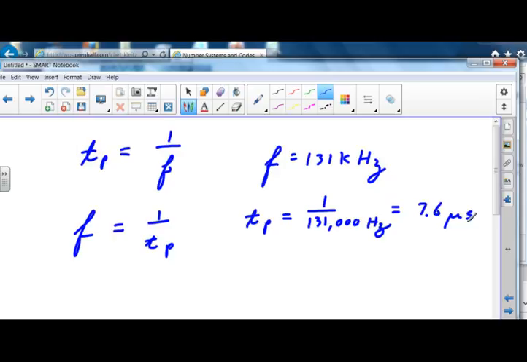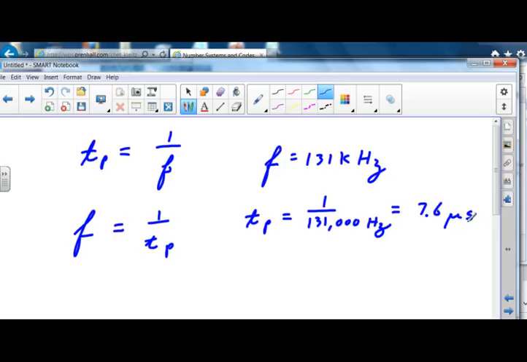Micro. The Greek letter micro. Mu. It's a mu. That makes it a micro. See, we ran out of English letters a long time ago, so we had to go to Greek letters, and then we had to reuse some of the English ones over again. So R is for the gas constant, but it's also Rankine, and so we had to use it for both.